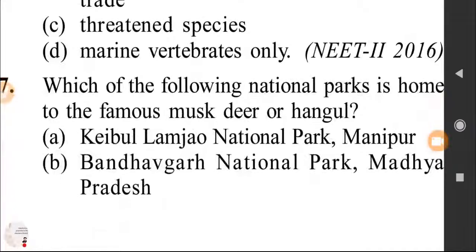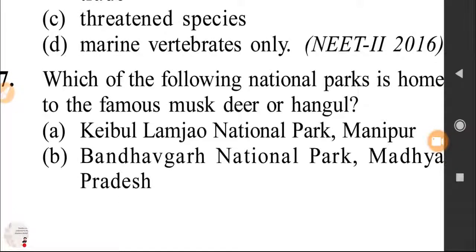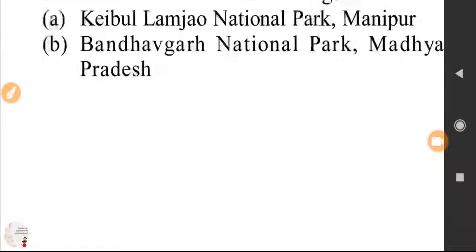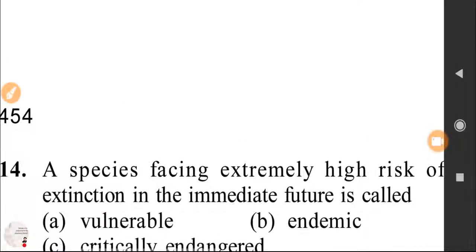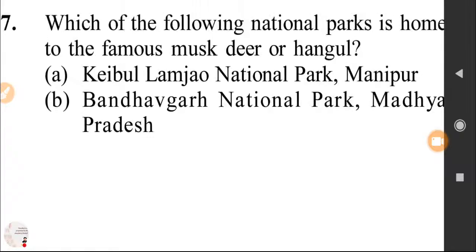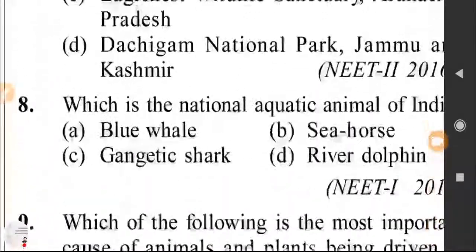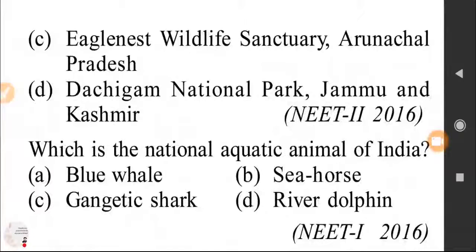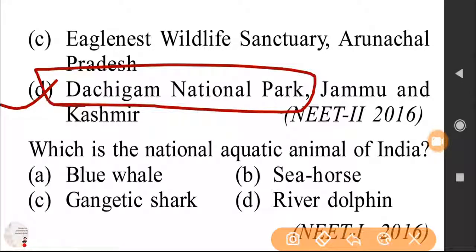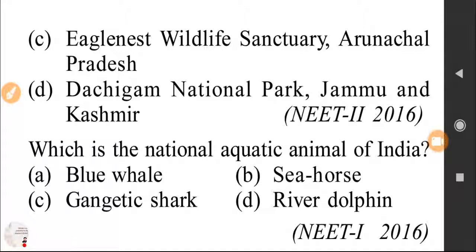Then next is: Which of the following national parks is home to the famous musk deer or hangul? It is famous for musk deer or hangul. It is in Jammu and Kashmir, and its name is... if you see the options, I think here is the question. So it is D. It is Dachigam National Park, Jammu and Kashmir. Yes, you have to learn the name Dachigam National Park. It is famous for that.